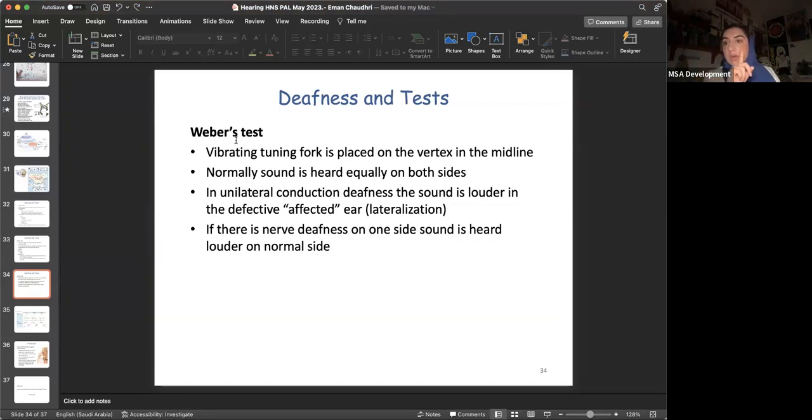However, doctor, I can't hear in my right ear, and you did this test, and the sound is lateralizing towards the affected ear. It's affected in conduction, but not in the cochlea, because remember, the cochlea wants to hear it. Now you're asking, okay, if it is conductive hearing loss in the right ear, why is it that when I do Weber's test, it's not lateralizing to both sides if they're both healthy cochleas?